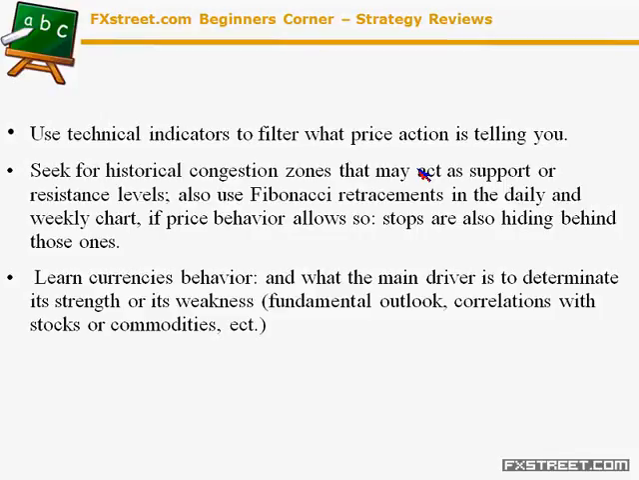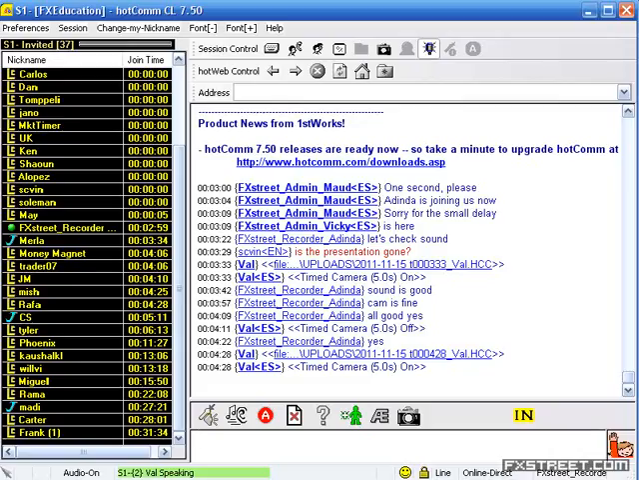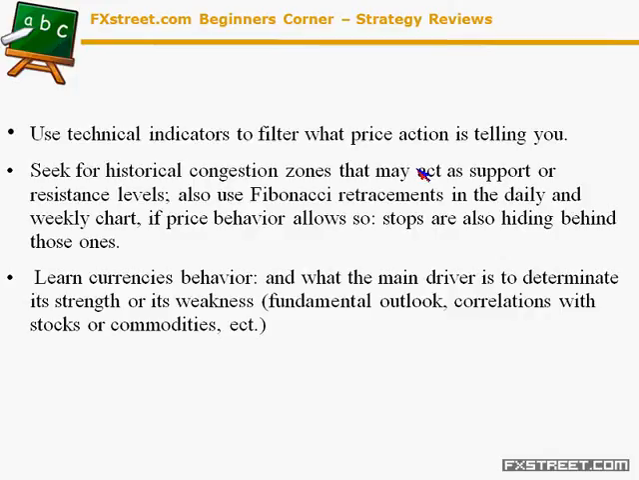Seek historical congestion zones that may act as support and resistance levels. As we have seen in the OCP, certain levels, once broken, turn into a very, very interesting buying level, as in that particular case, buyers over $10.